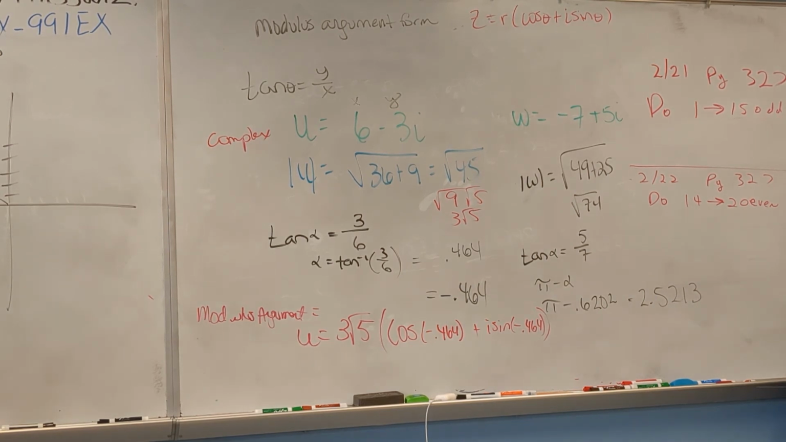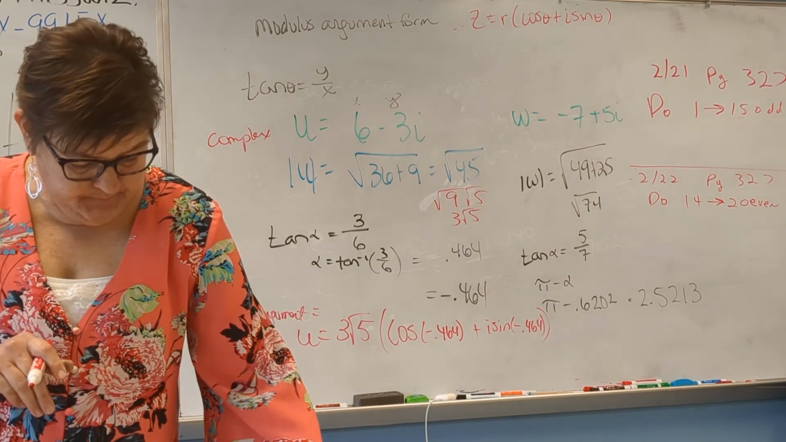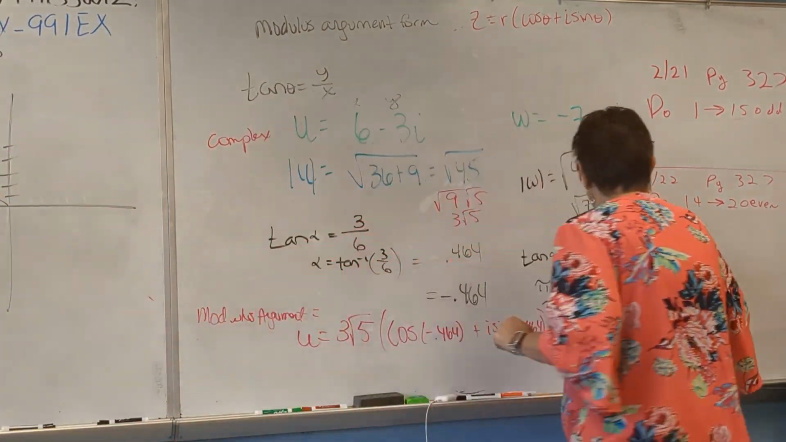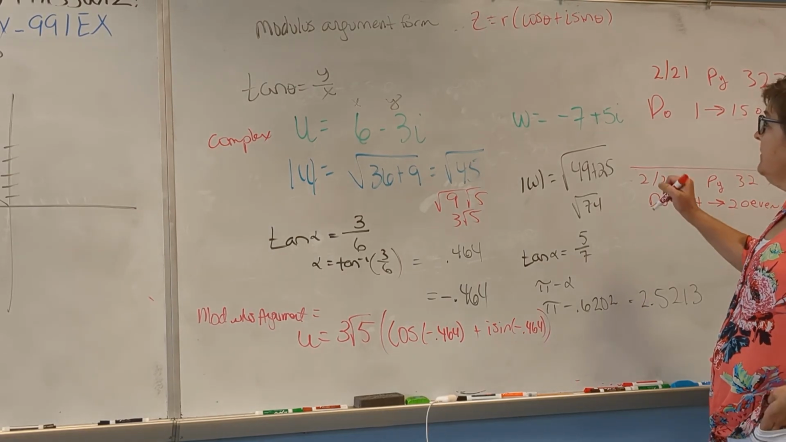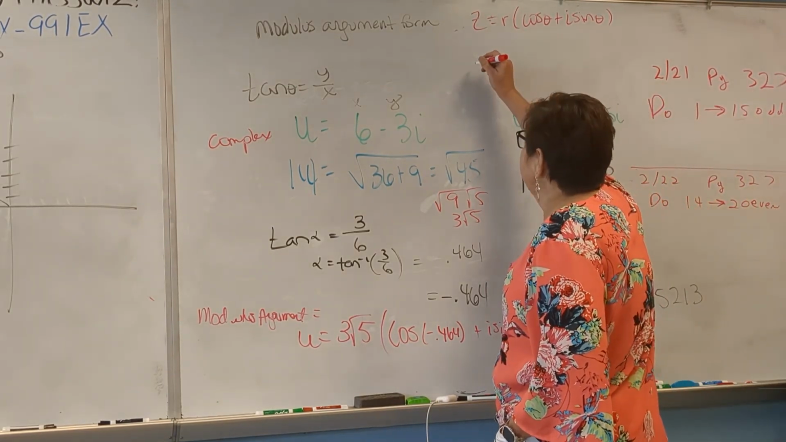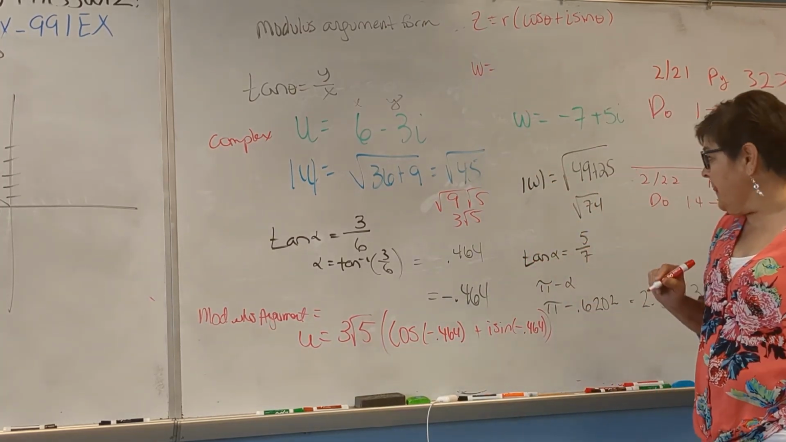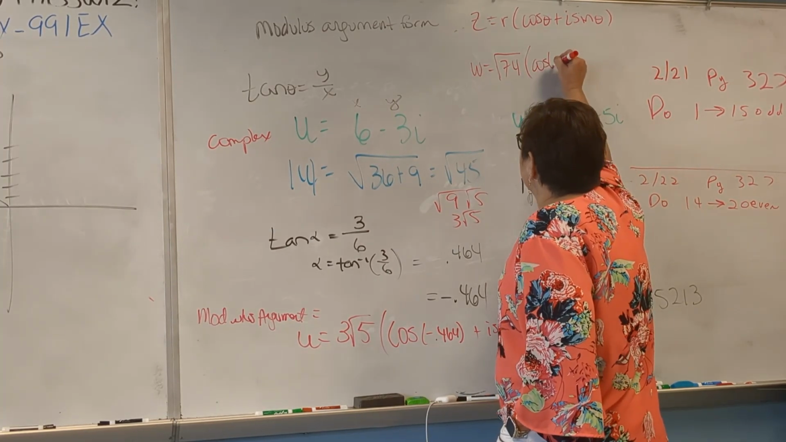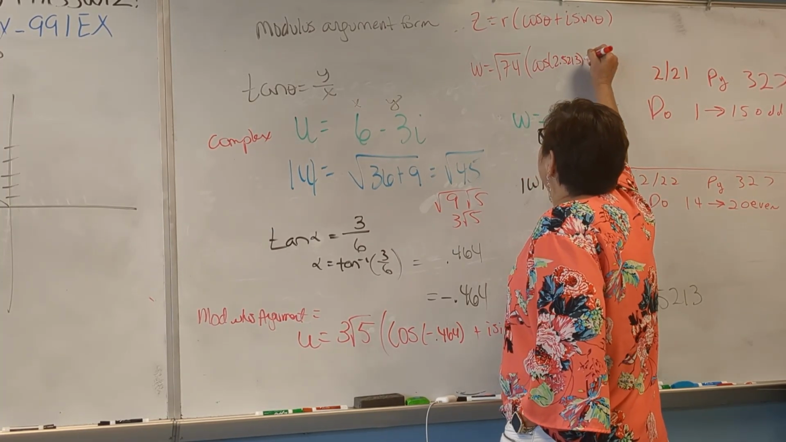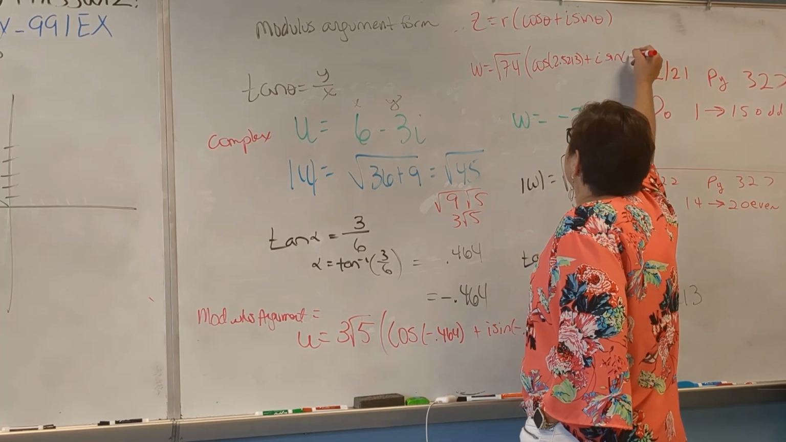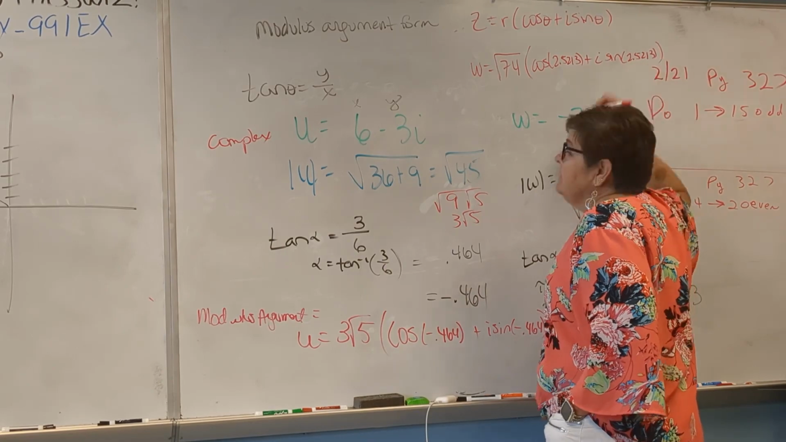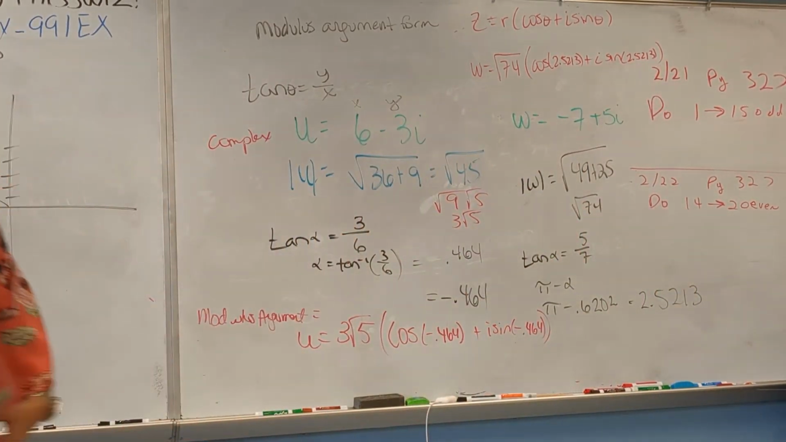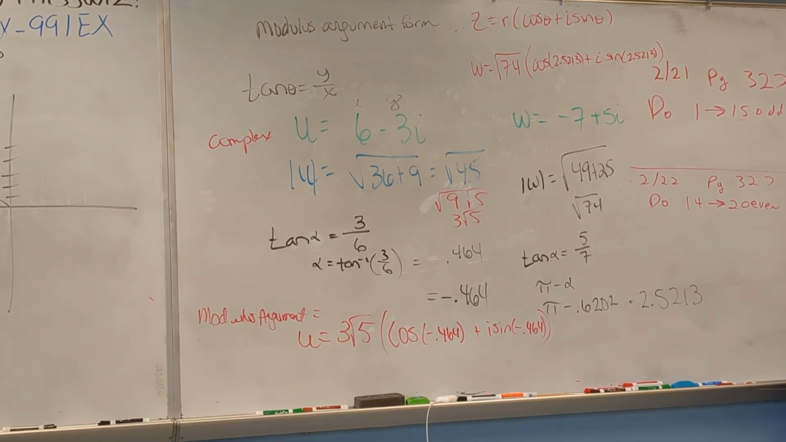Could you put the next guy, W, into the modulus argument form, please? So W is equal to what? Square root of 74 times cosine of 2.5213 plus I sine of 2.5216. Exactly right. Literally, it's just plugging it in. So oftentimes, you're going to get major points for finding a modulus, finding an argument, and then putting it in modulus argument form, which is not a bad deal.